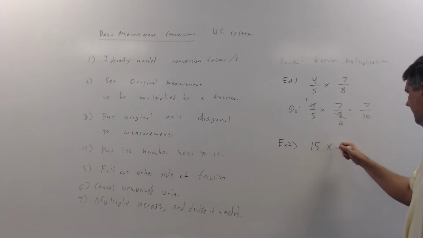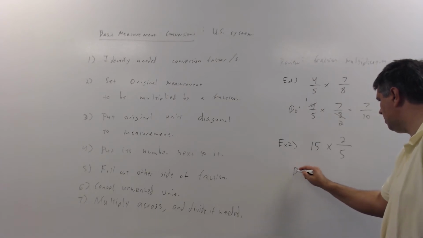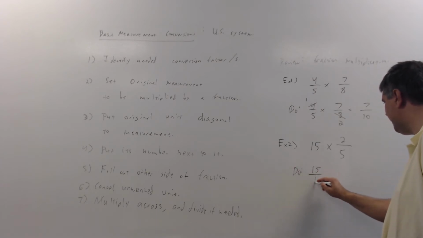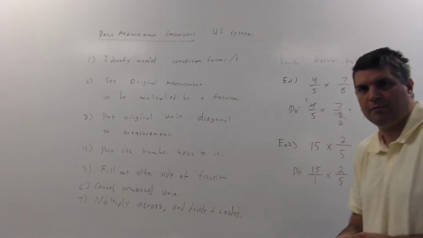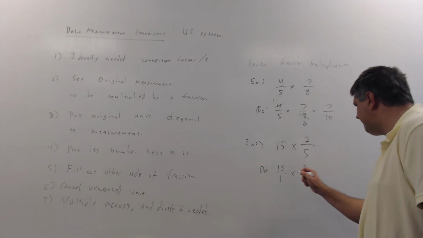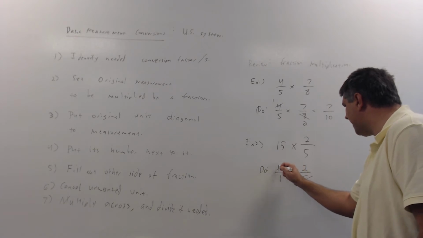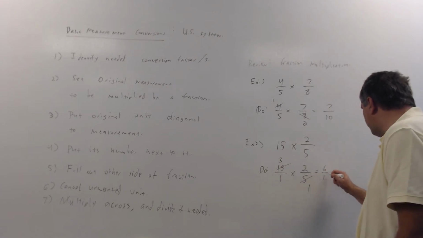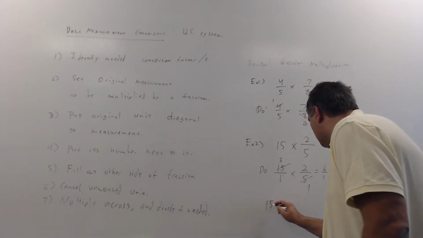Example 2. 15 times 3/5. Actually, let me make that 2/5. You could write this as 15 over 1 times 2/5. Now, 15 and 5 are both divisible by 5. So 5 divided by 5 is 1, 15 divided by 5 is 3. So you'd have 6 over 1, which is just 6. Okay?